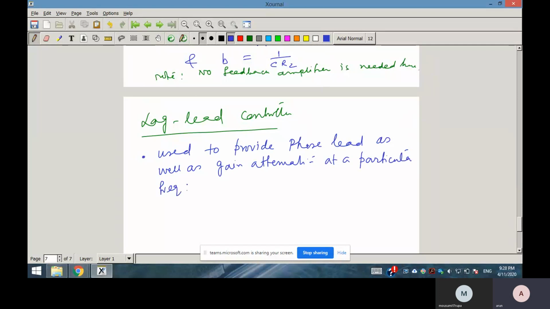Under which situation will we use lag-lead? If you see that using a lag controller my system response is very slow, and using a lead controller the system response is very fast, and we are not satisfied with that, then we will go for the lag-lead controller. Otherwise, we will not unnecessarily increase the controller degree by 1. Also, the design is complicated in the case of the lag-lead controller. We will see that one.